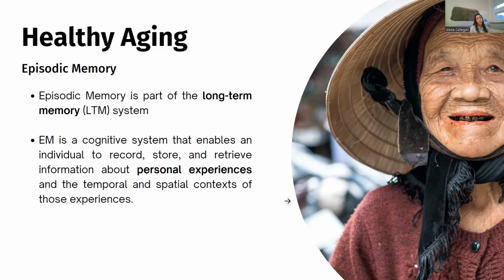Episodic memory is not part of that system, it's part of the system that allows us to remember information in the longer term. Specifically, episodic memory is a cognitive system that enables someone to record, store, and retrieve information about personal experiences and about the temporal and spatial context of those experiences. So episodic memory is involved if somebody asks us, what did you have for breakfast this morning? Or what did you have for breakfast 5 days ago? Or what did you do when you were 12 and you went to whatever place?